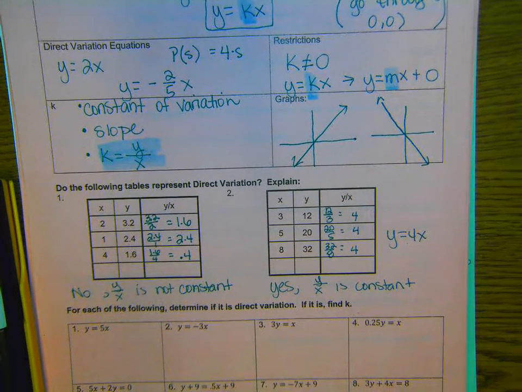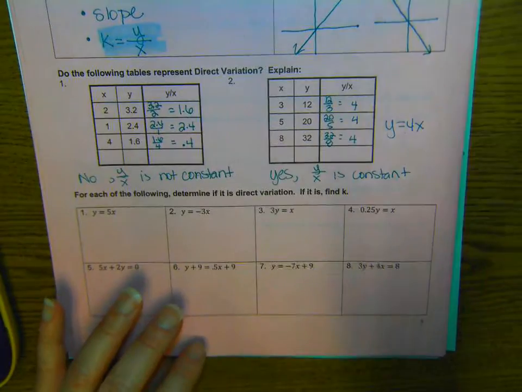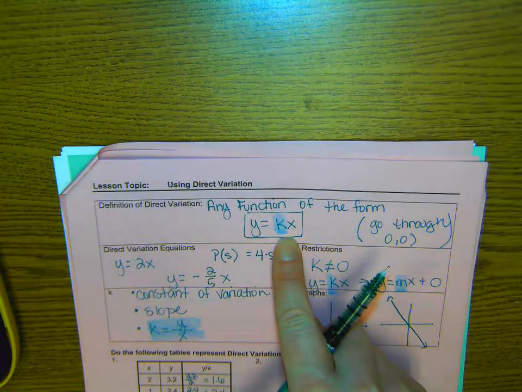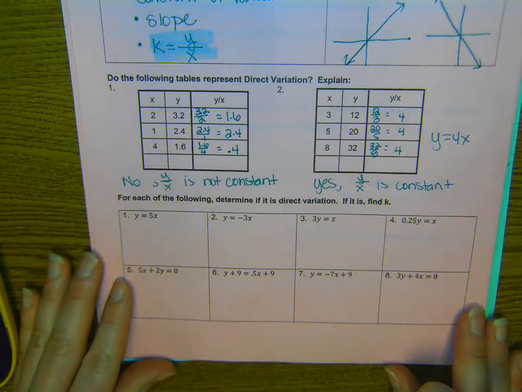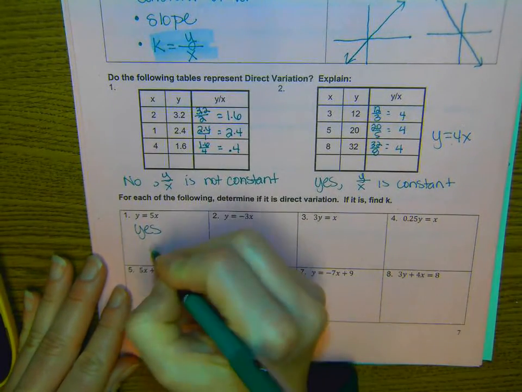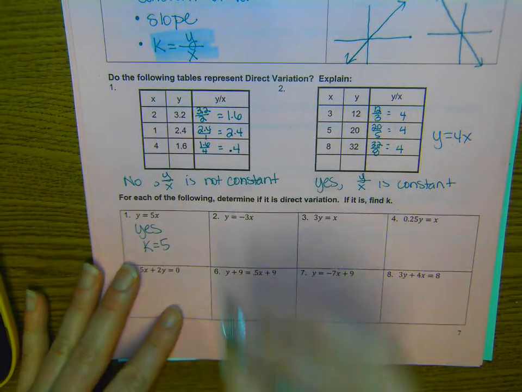Okay. Let's work through some equations. And remember, if I can rearrange the equation and get it to look like this, it's direct variation. What do you guys think about number 1? Yes or no? Yes. If it is, find K. What's K? 5. How about number 2? Wait, you got to answer my question first. Yes. K is -3.